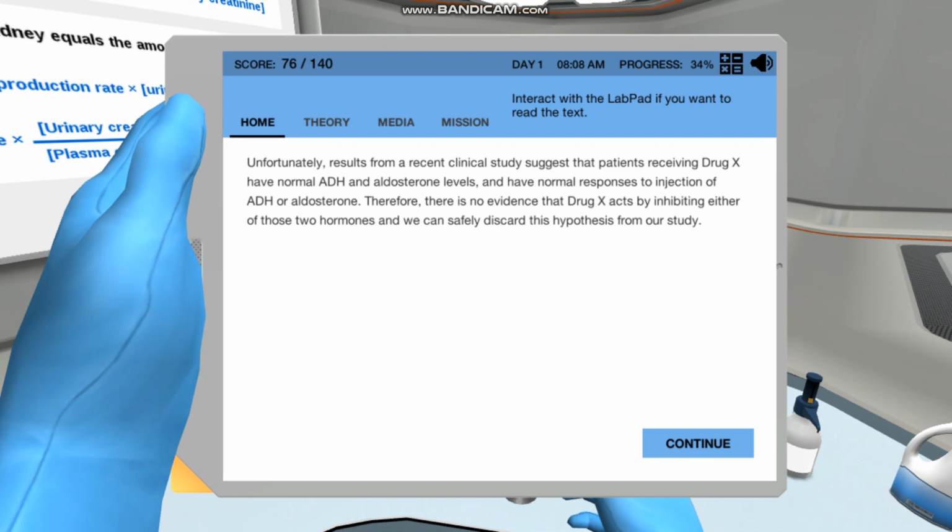Unfortunately, results from a recent clinical study suggest that patients receiving drug X have normal ADH and aldosterone levels, and have normal responses to injection of ADH or aldosterone. Therefore, there is no evidence that drug X acts by inhibiting either of those two hormones, and we can safely discard this hypothesis from our study.